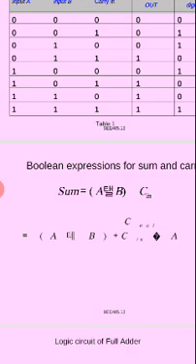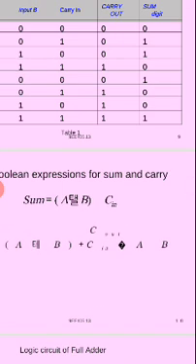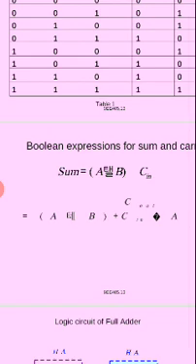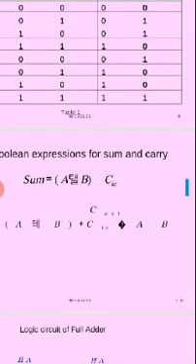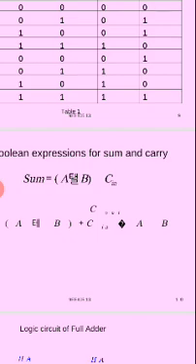Boolean expression for sum and carry. Sum equals A exclusive OR B exclusive OR C in, that equals A exclusive OR B, plus C in, C out equals A B.